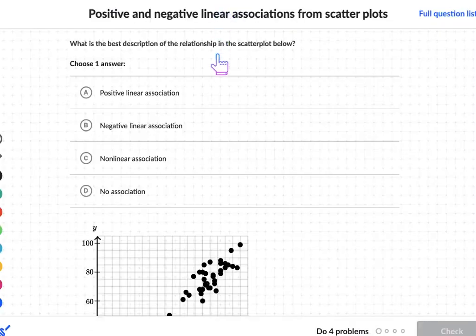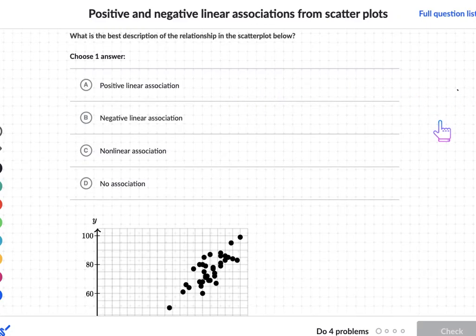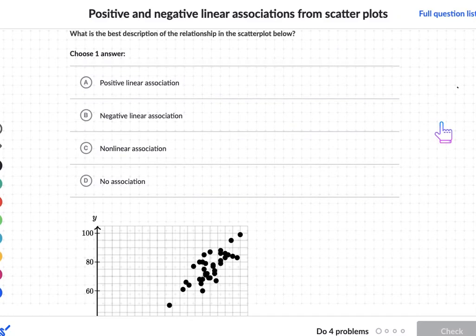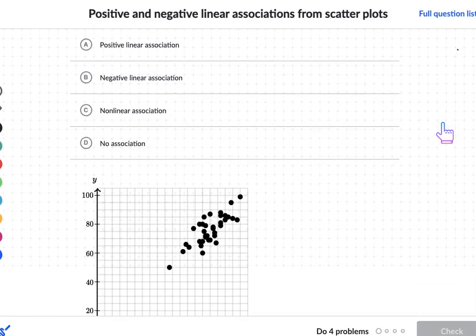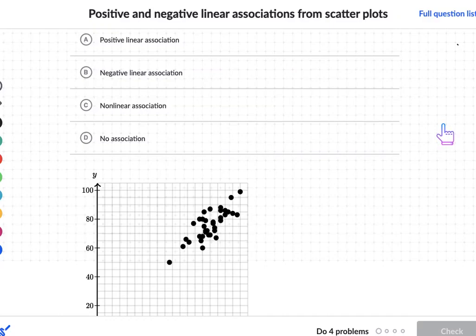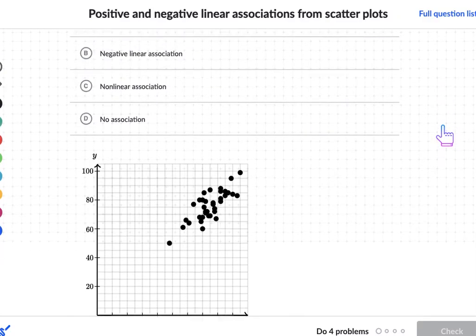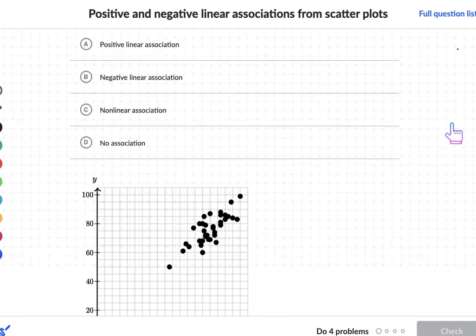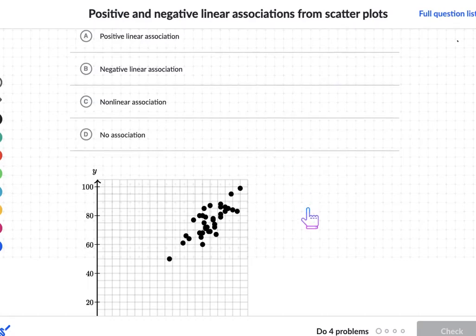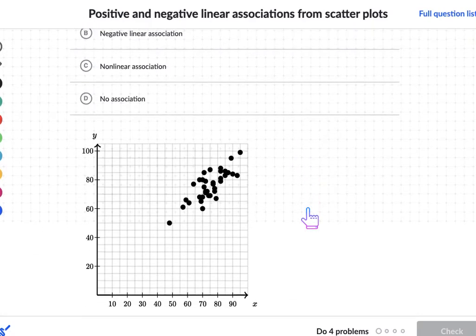All right, so we'll kick it off with positive and negative linear associations first. This question is asking, what is the best description of the relationship in the scatter plot below? Is it positive linear? Is it negative linear? We don't even really need those numbers. Is it non-linear, or is there no association? So non-linear would be like your curve. And no association would be like, it's not a curve or a line, it's just going to clump there. So go ahead and pause the video and see if you can solve it on your own first.